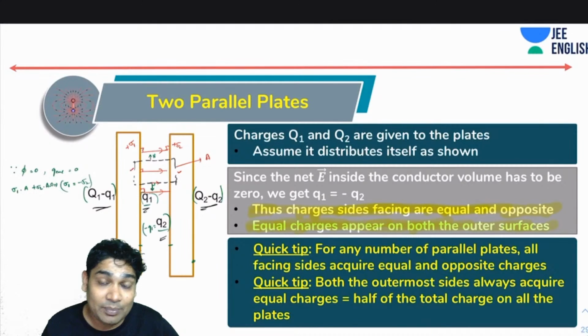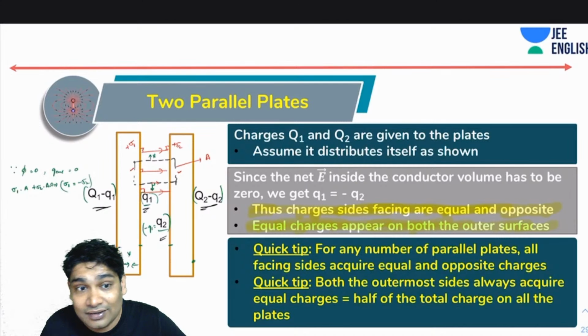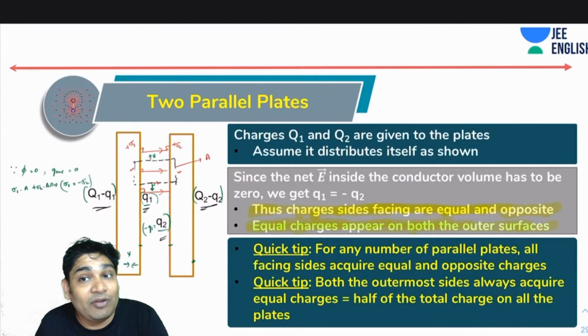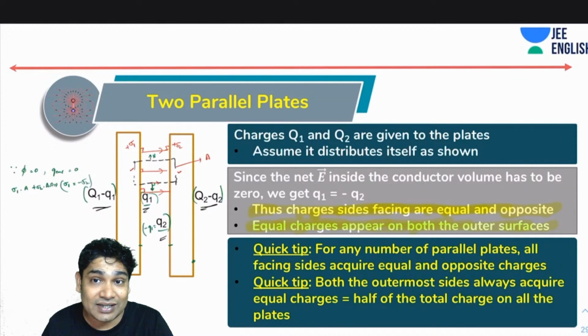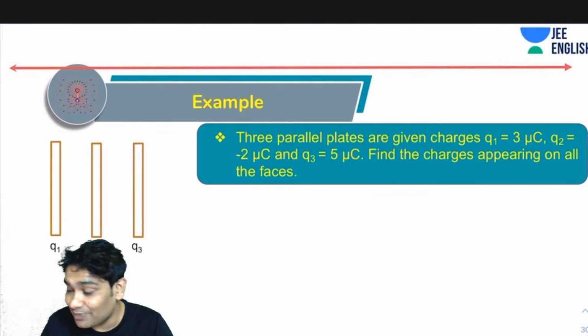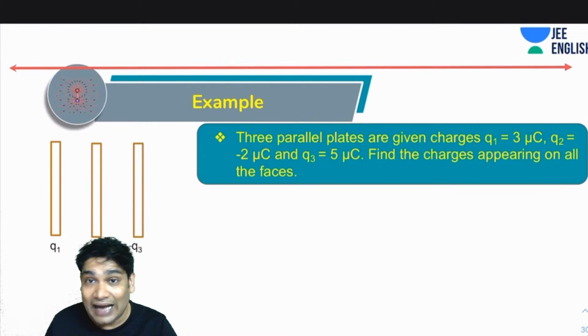Now, quick tip. Please remember this while figuring out the charge distributions on parallel plates. For any number of parallel plates, all the facing sides acquire equal and opposite charges. Second, both the outermost sides always acquire equal charges, and that charge is always half the total charge on all the plates. So remember this. So let's use that here.